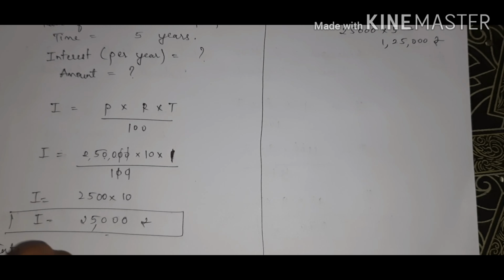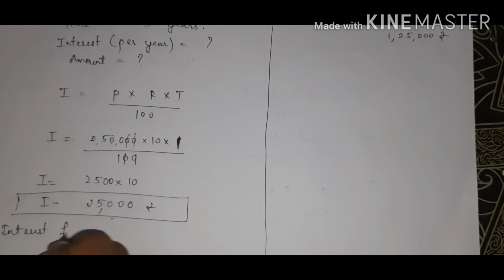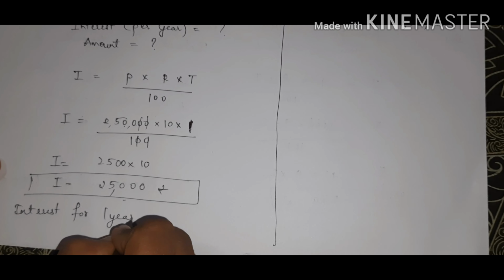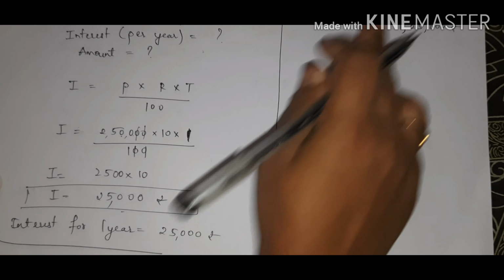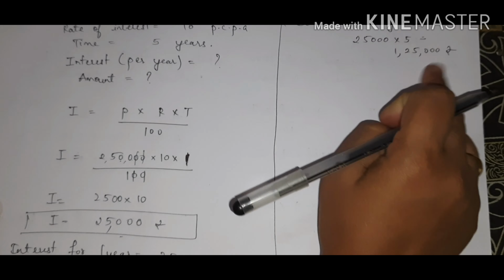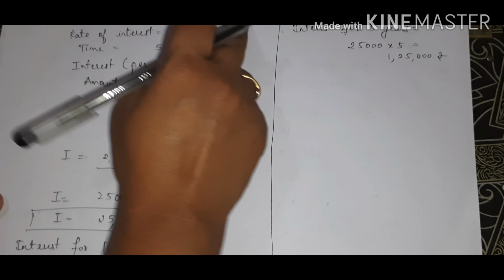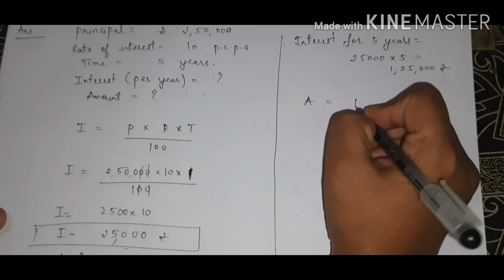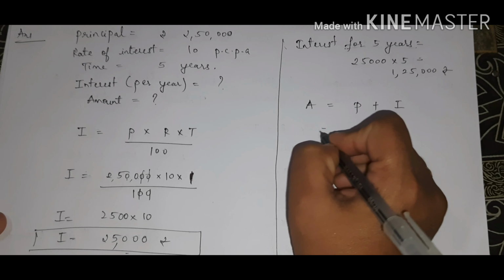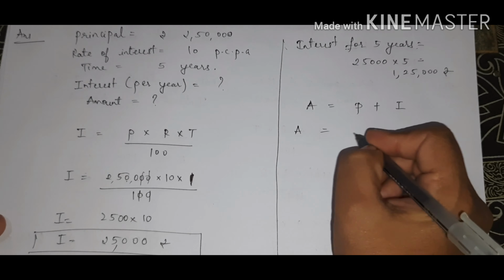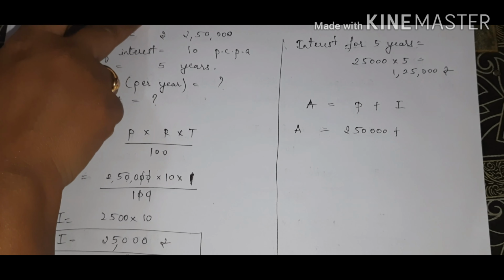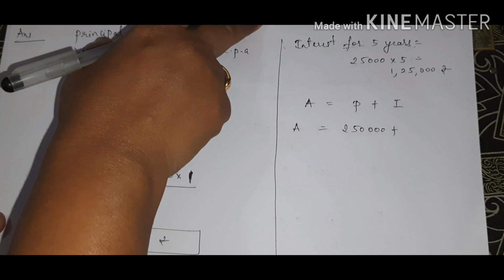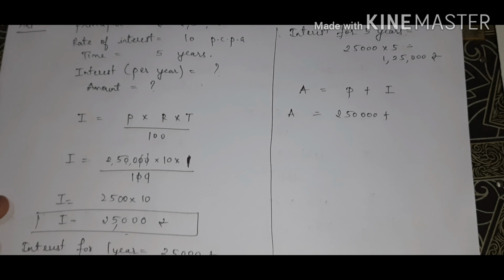This was the interest for 1 year, yearly interest. The interest for 1 year we got was 25,000, and for 5 years we multiplied this amount by 5. Now one more question is just the amount. The amount formula we know: principal plus interest. So principal is 2,50,000 plus, now interest we will take of 5 years, not of 1 year, because they have asked in between what the yearly interest was, so we have found it out.